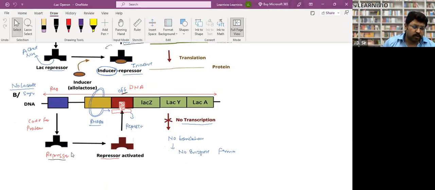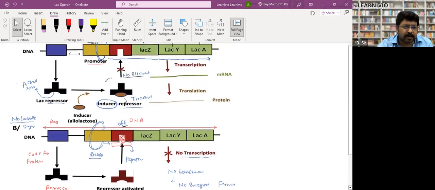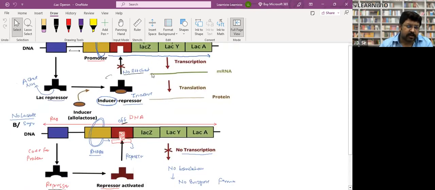How will it suppress? Look, this regulatory gene will form a repressor protein. This repressor protein will go and fit over here, over the operator gene. When it fits at the operator gene, it will block this part, and now the genes will get switched off.